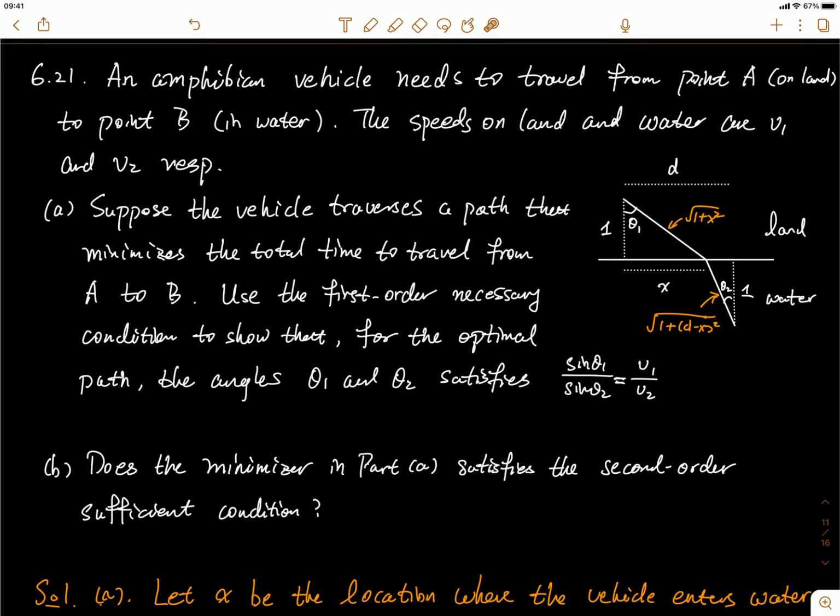We know these two lengths, and then we just divide them by the speed of the vehicle, and then we get the time over here and here, and then we can try to optimize this x. Okay, so that's the idea.